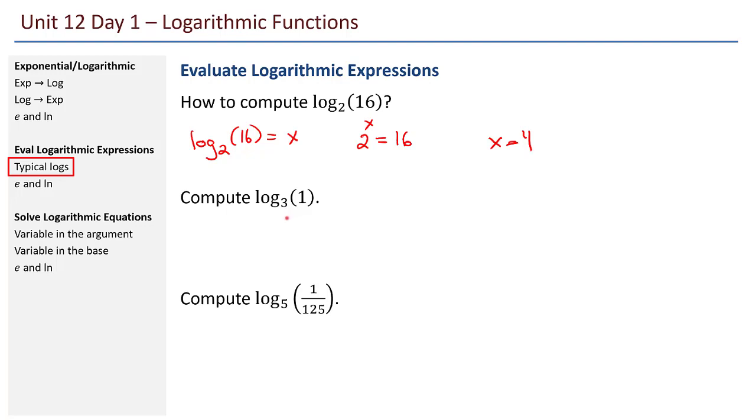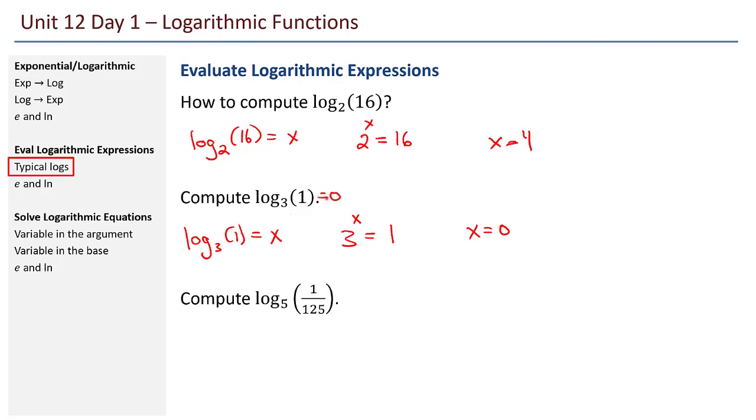In this second example, log base 3 of 1. So let's say log base 3 of 1 equals x. Log base 3, what's the inverse function? That's 3 to the x. So this becomes 3 to the something. 3 to the x equals 1. What is that something? That has to be 0. So the answer to log base 3 of 1 is 0.